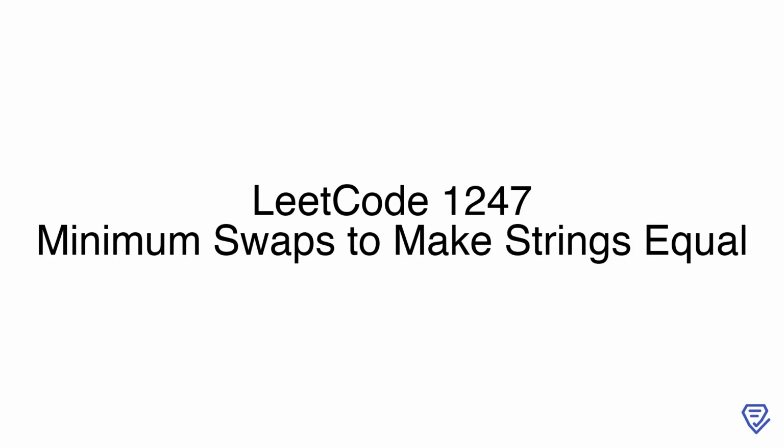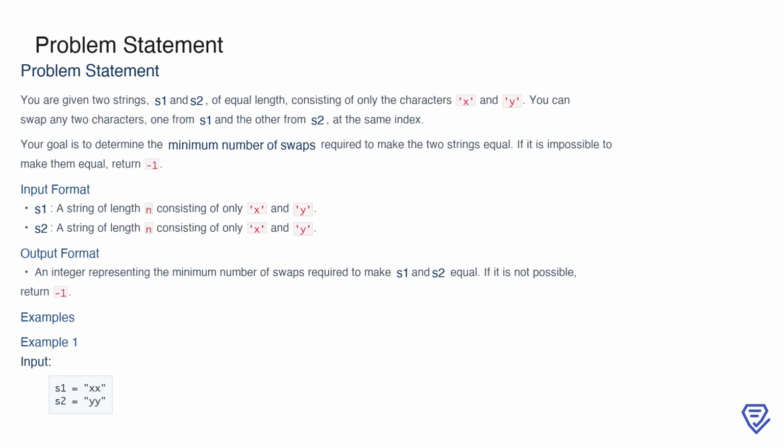Let's dive in. Here, we are tasked with solving a problem involving two strings, S1 and S2, which are of the same length and only consist of the characters X and Y. The goal is to make the two strings equal using the minimum number of swaps. A swap involves exchanging one character in S1 with the character at the same index in S2. If it's not possible to make the strings equal, we return -1.